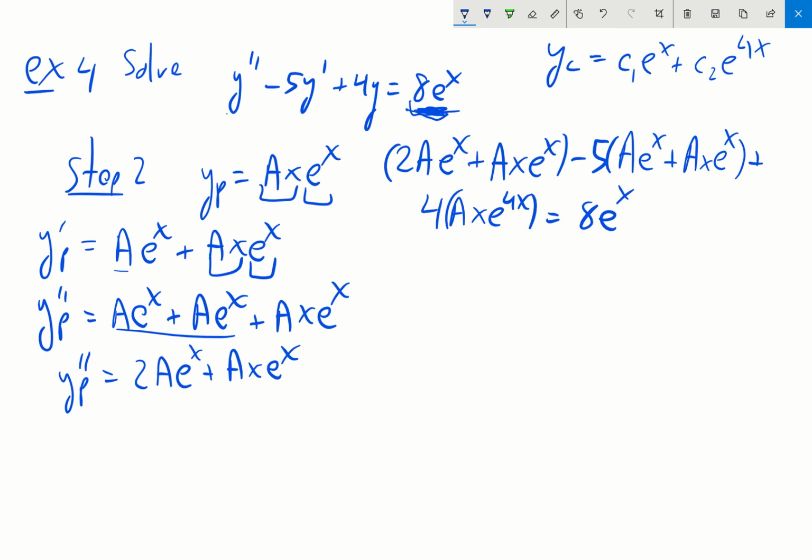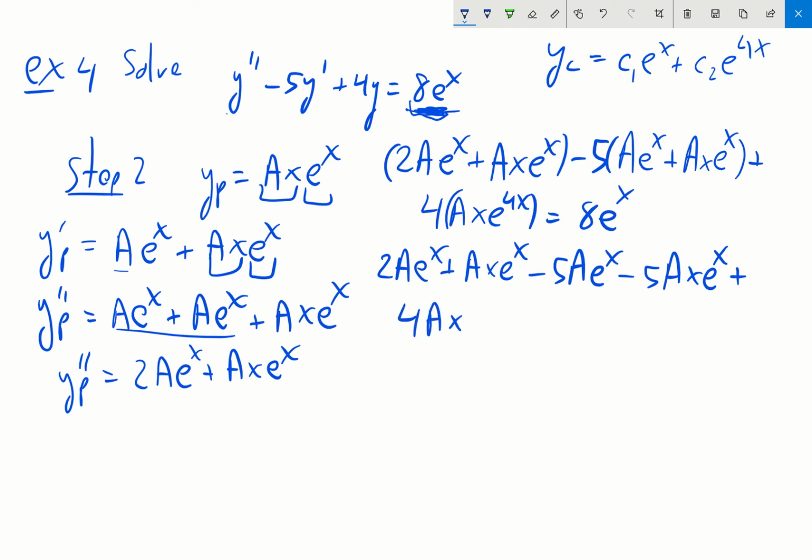Let's distribute, get rid of parentheses: a e to the x plus ax e to the x minus 5a e to the x minus 5ax e to the x plus 4ax e to the 4x would be equal to 8x. Okay, let's see what we have here.